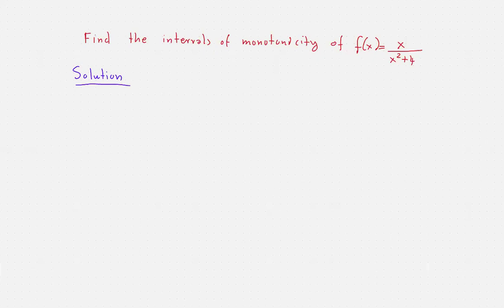So for this problem, we would like to find the intervals of monotonicity of f of x equals x over x squared plus 4. And to do so, we need to find the derivative, set it equal to 0, find the critical points, in other words, and then determine the sign of the derivative on the intervals defined by those critical points. So let's start with the derivative.